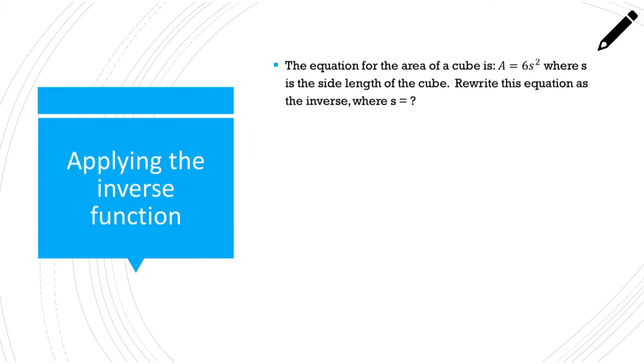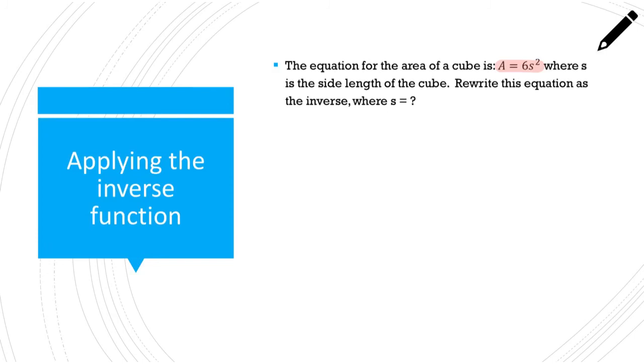The last two examples are having to do with formulas for area or surface area or perimeter or any of those such things. These are slightly different because the A and the S represent very particular things here. So it's asking us, the equation for the area of a cube is A equals 6S squared, where S is the side length of the cube and A represents the area. Write this equation as the inverse, where S equals blank.